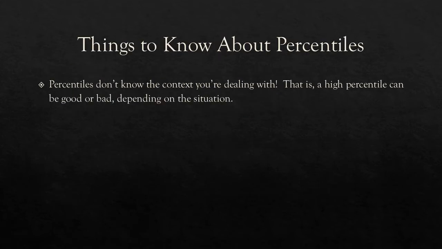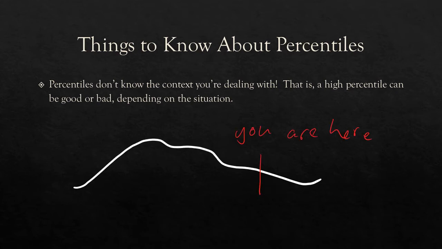So in the next few slides, I'm going to show you some things that are important to know about percentiles. And the first of those is percentiles don't know the context that you're dealing with. They're stupid. They don't know if a high percentile is good or bad, so that is your job to decide. So here's an example where we've got a graph that I haven't labeled anything on, except this red line that indicates you are here in this distribution. Now, is that good or bad? I have no idea because I don't know the context of the problem.